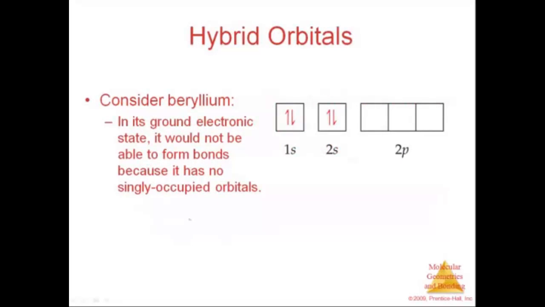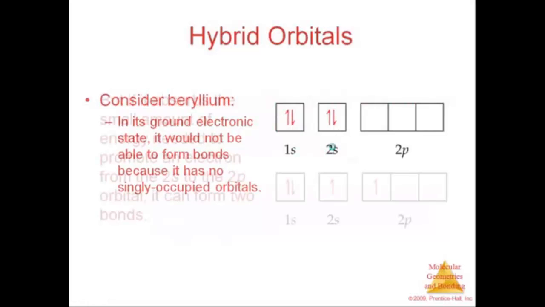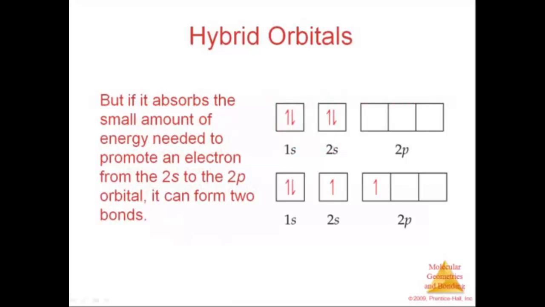All right, so if I just think about beryllium in its ground state, it wouldn't be able to form any bonds because it doesn't have any singly occupied orbitals, right? So I've got a pair here and a pair here. So where's the pair going to be when it bonds? What hybridization says is that one of these s electrons gets promoted to a p. And now it has two singly occupied orbitals and can form two bonds.